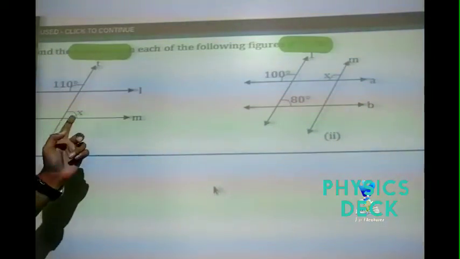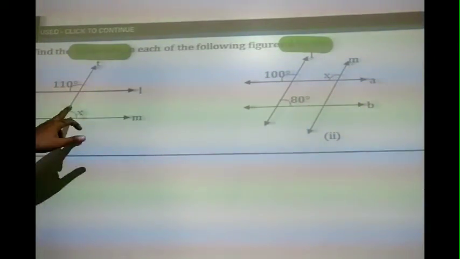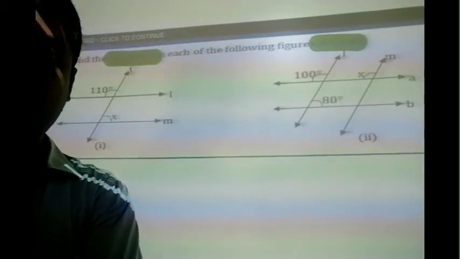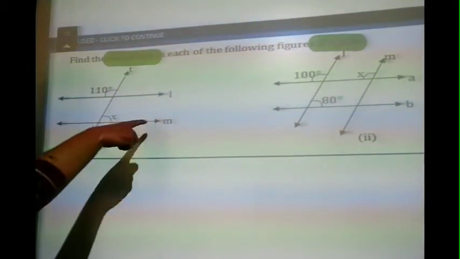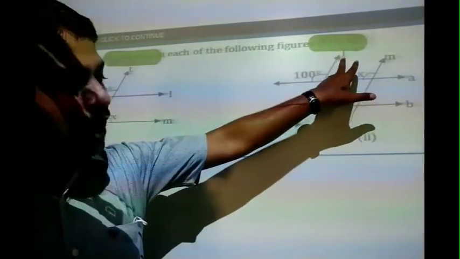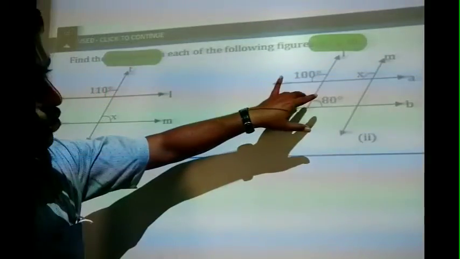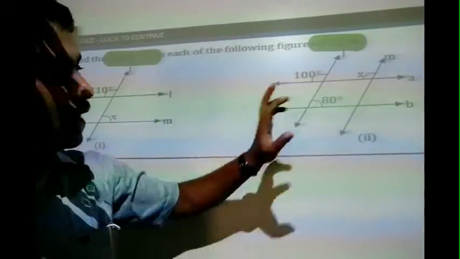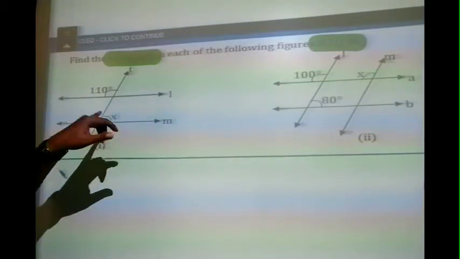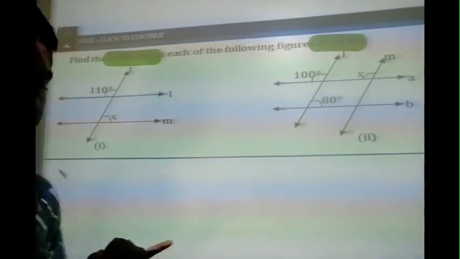So there are two figures we can see. This is the first figure, this is the second figure. Both figures have two parallel lines L and M. The first has one transversal T. This one is also having two parallel lines L and M, and we have two transversals A and B. We need to find out the value of x here, and here also. So let us find out the value of x.